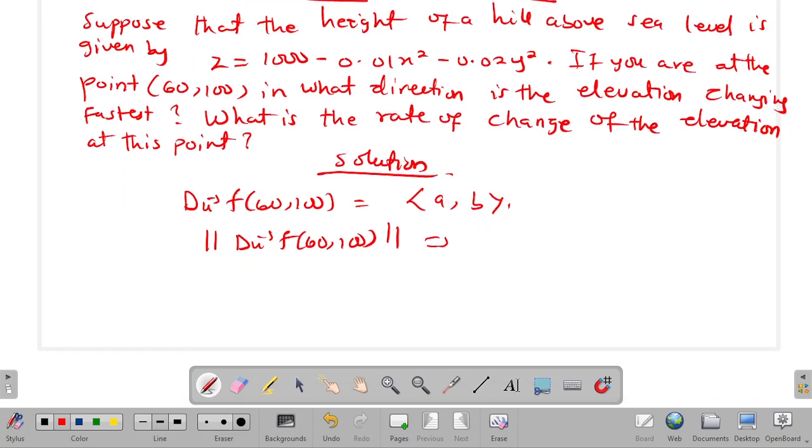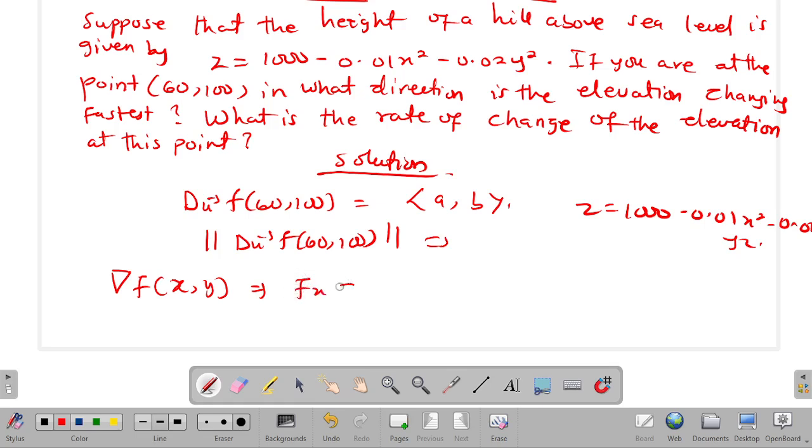The first step is to find our gradient function. So our gradient function here at (60, 100) is what we need. But first find the gradient function at (x, y). Since our function is z equals 1000 minus 0.01x squared minus 0.02y squared, our first partial derivative, fx, is the derivative with respect to x.